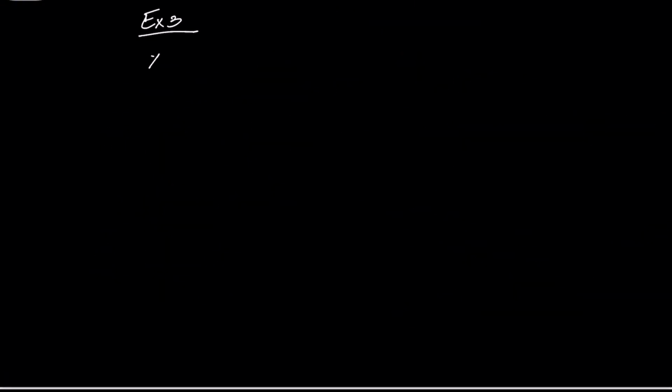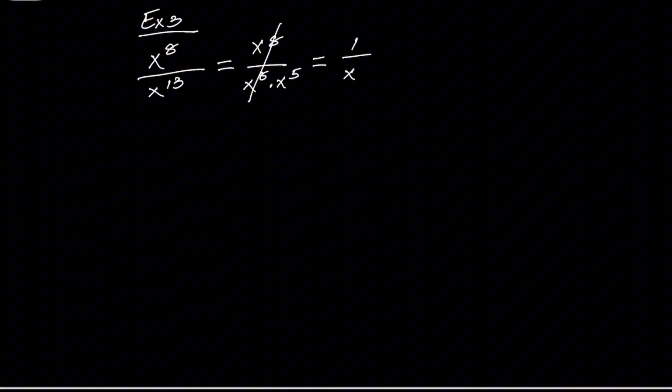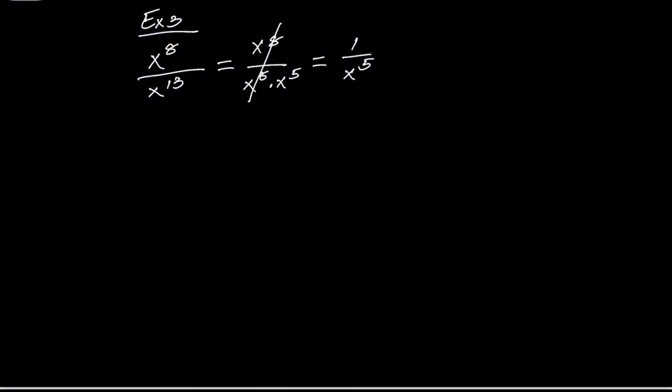Example 3. x to the 8th power over x to the 13th power. We can rewrite x to the 13th as x to the 8th times x to the 5th. The x to the 8th on the top cancels with the x to the 8th on the bottom. That leaves 1 over x to the 5th power.